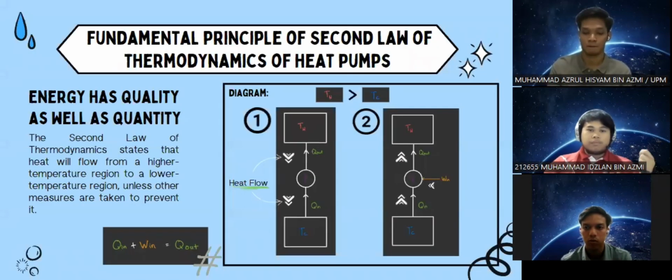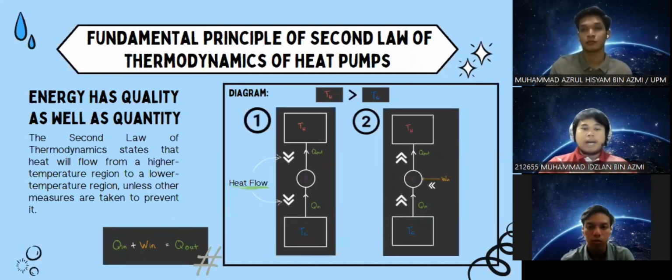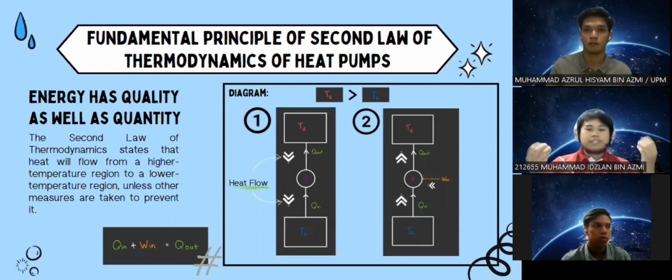So the fundamental principle of second law of thermodynamics of heat pumps, where energy has quality as well as quantity. The second law of thermodynamics states that heat will flow from a higher temperature region to a lower temperature region unless other measures are taken to prevent it.